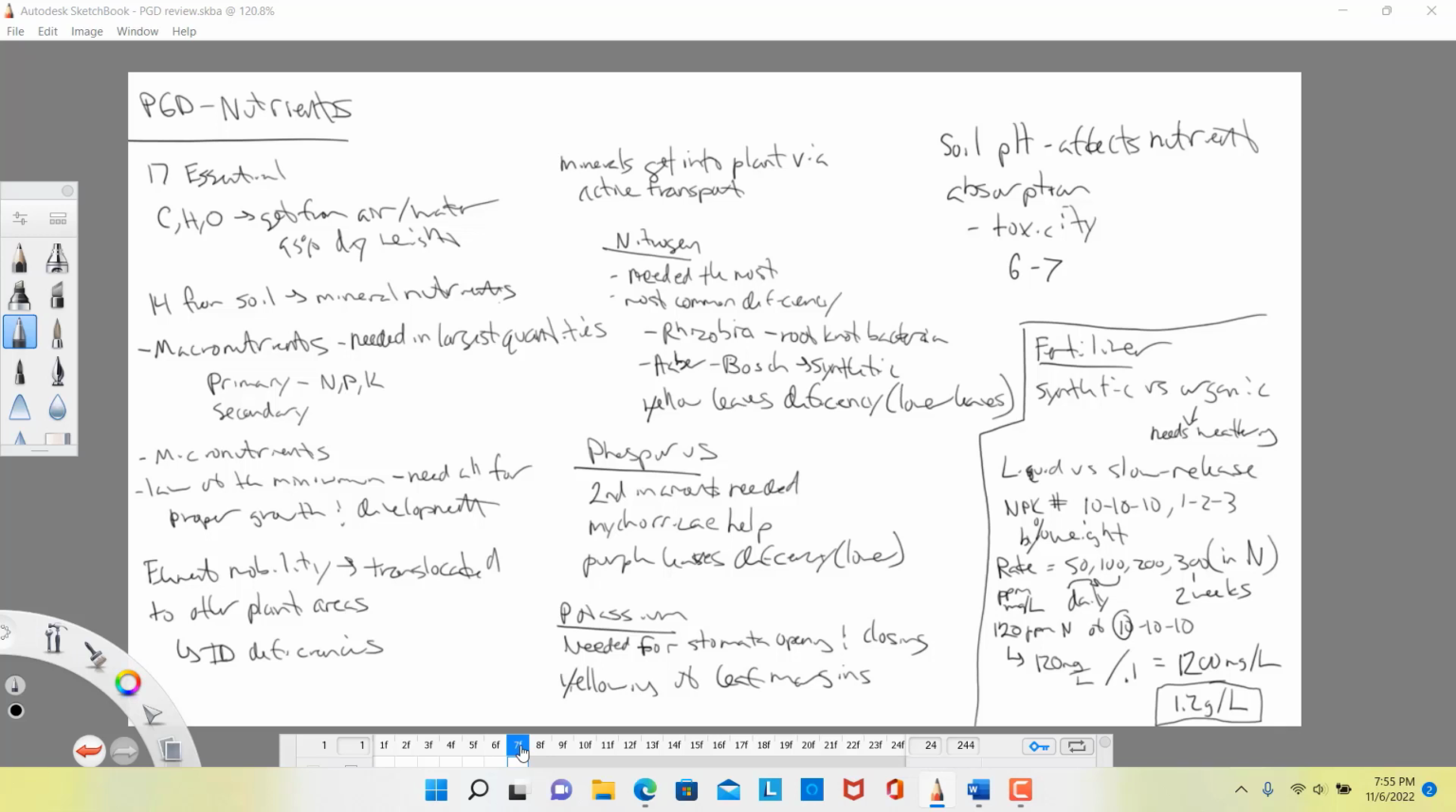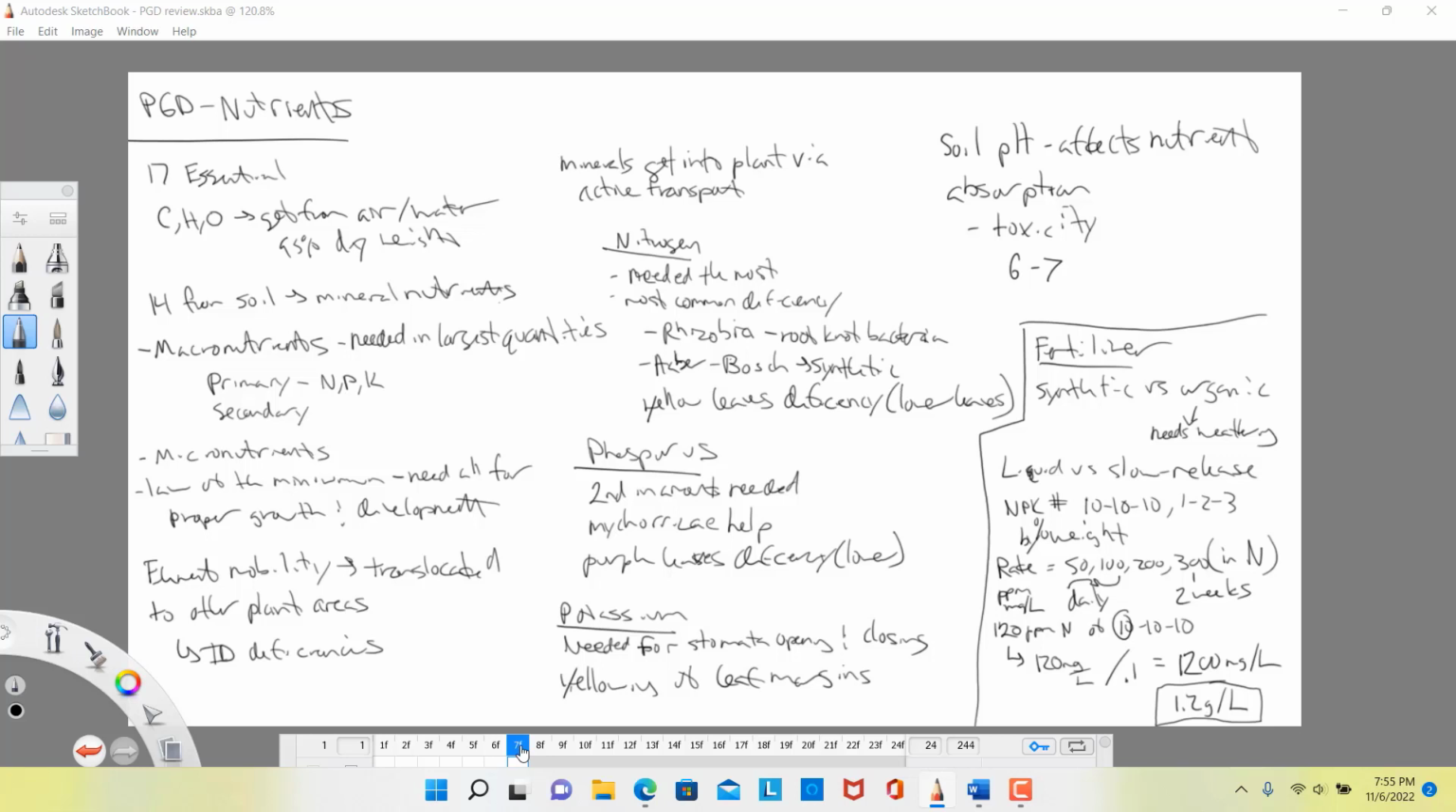This is as opposed to non-mobile elements such as iron, as a good example, where you will see that deficiency first in the upper leaves or the new tissue, right? Because the plant isn't able to take the existing iron in its other tissues and utilize it. It has to take whatever iron is available in the soil, and if it's deficient, it won't have enough. Right, so that's where mobility plays an important role, at least in terms of identifying plant nutrient deficiencies.